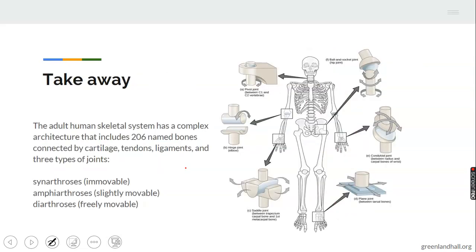Okay, now this is the takeaway for today. Takeaway is just what you should have at the back of your mind. The adult human skeletal system has a complex architecture that includes 206 named bones connected by cartilage, tendons, ligaments. And then we have three types of joints: the synarthrosis, that is the immovable joint; the amphiarthrosis, that is the slightly movable joint; and the diarthrosis, that is the freely movable joint.